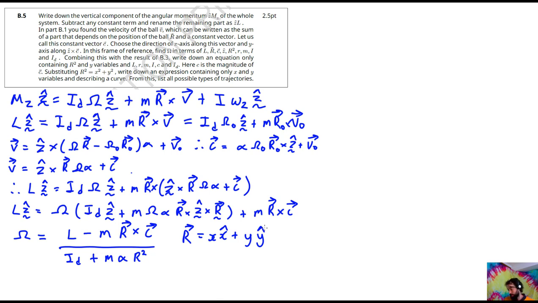So let's substitute that in. Sorry, I forgot to write that I was taking the dot product with z before.